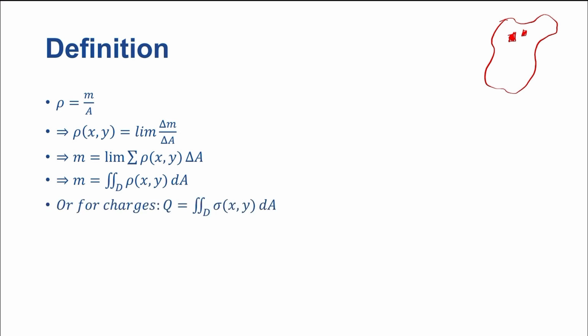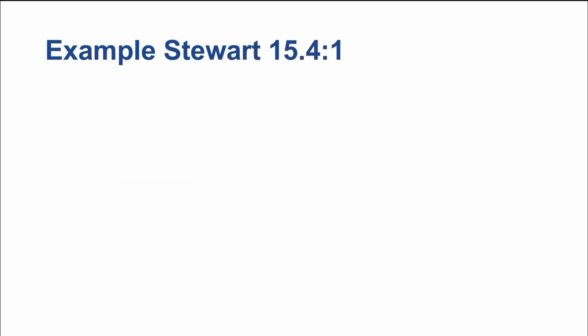If I have a plate and it is charged differently in different places, I might have a function called sigma that would tell me the charge density. So Q, the total charge, is equal to the integral over the charge density with respect to area. Okay, so let's try an example with charge density.